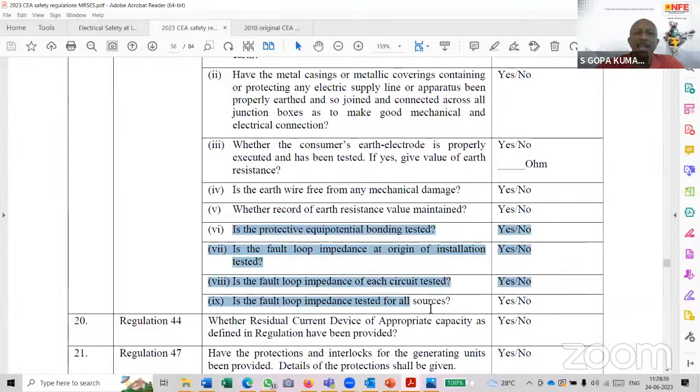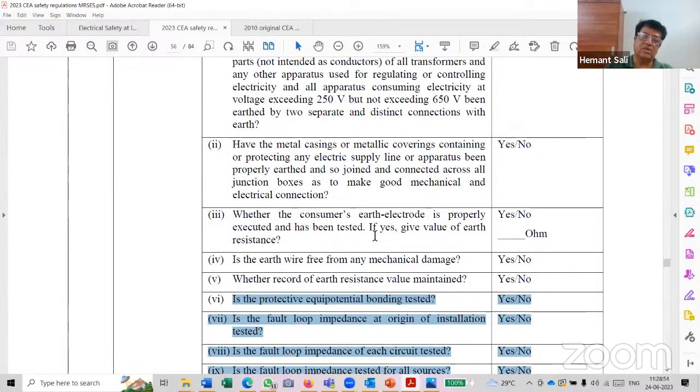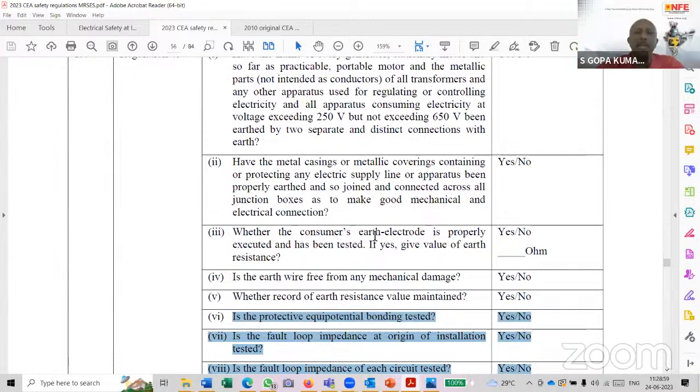Ideally, somewhere they could have made a note saying that the forms in IS 732 can be added for larger installations, so that the requirements for a larger installation can be tested and found satisfactory. These two words they can also add: was it tested and found satisfactory? But now, for example, this one I'm highlighting: whether the consumer's earth electrode is properly executed and has been tested. If yes, give the value of earth resistance.